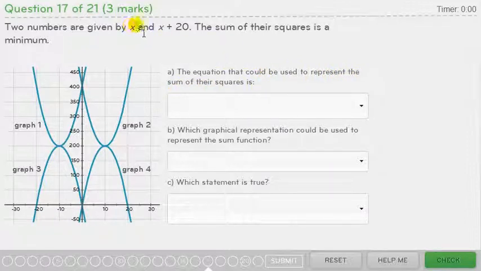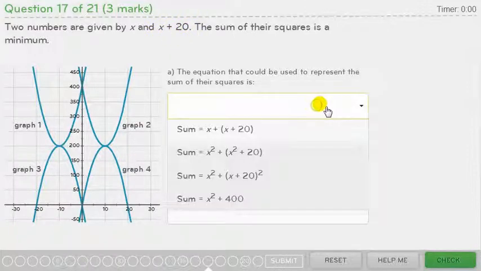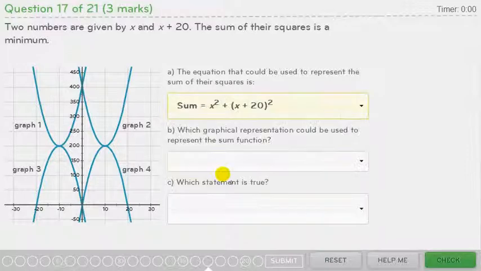So we are going to take our first number x and square it, so we should have x squared. And then we're going to take x plus 20 and square all of it. So it should be brackets x plus 20 all squared. So therefore we'll pick this solution. Notice we have our first term squared, we have our second term squared, and then a sum, so we have a plus sign in between.